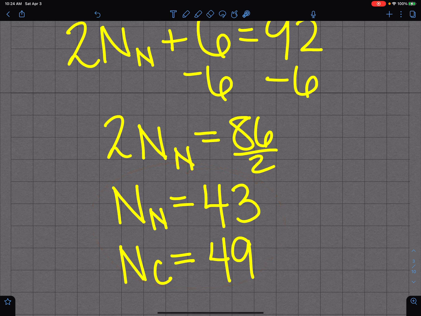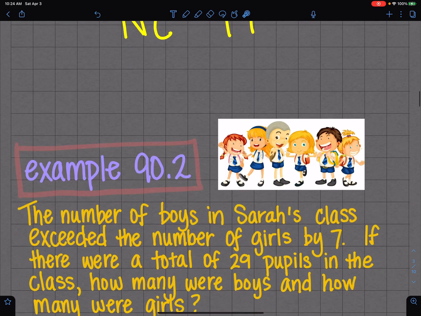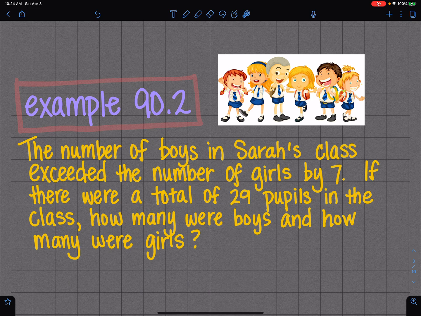But I'm not going to go through all of those problems. Like the math part of all of them, this lesson is just about getting those equations right out of the word problem. Okay, so let's go on to the next example, which is 90.2.